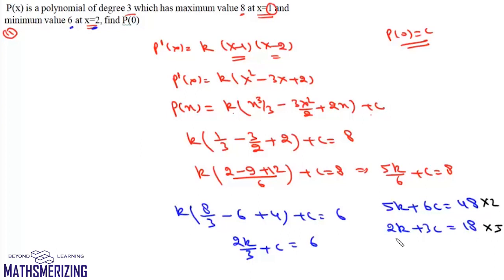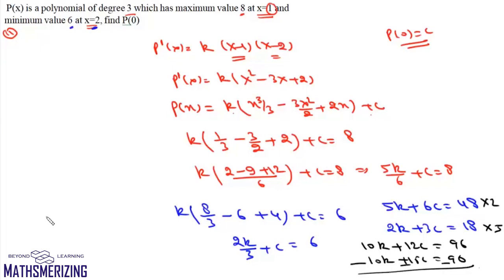So we'll get 10k plus 12c equals 96, and 10k plus 15c equals 90. So we'll subtract, and we'll get the value as minus 3c equals 6. So the value of c is simply minus 2. That means the value of P0 is minus 2.